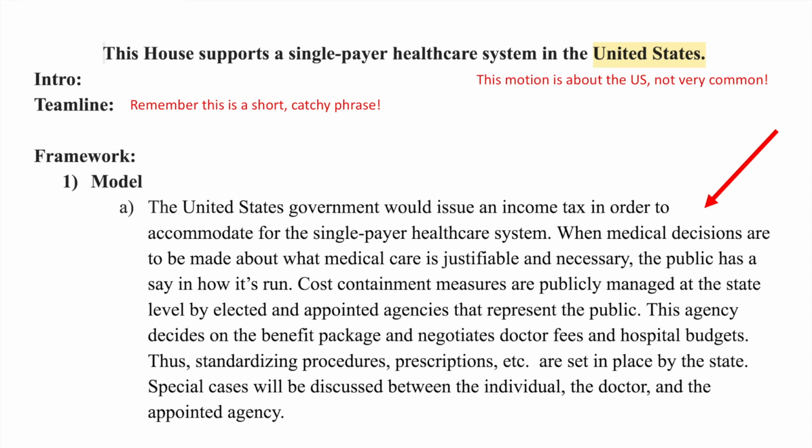So those are the specifics of the models, as well as generally what framework should be. These happen in the first proposition and first opposition speech and should sort of be discussed later in the debate, but the debate should never revolve around these issues.